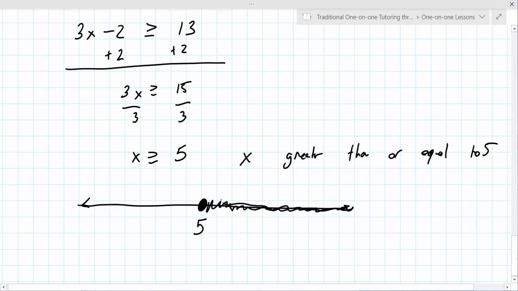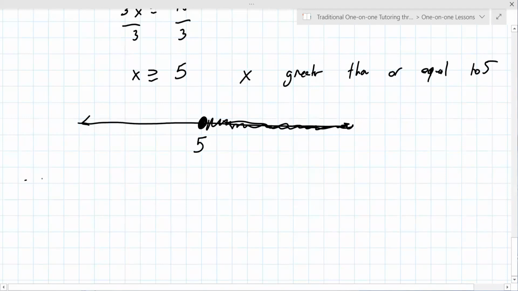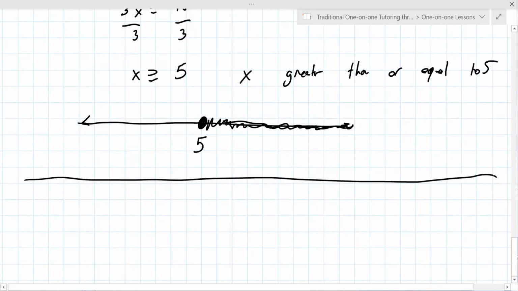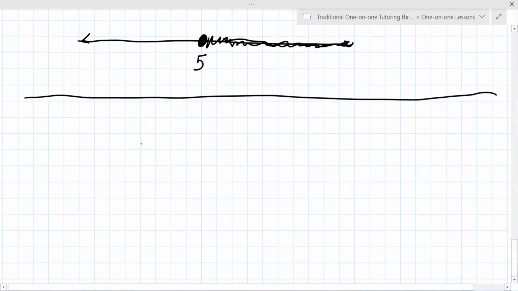Now, we'll come back to this, but I think there's some things that are unclear. So let me ask you some follow-up questions. Is 7 greater than or equal to 6? Is this true or false? Is 7 greater than or equal to 6?